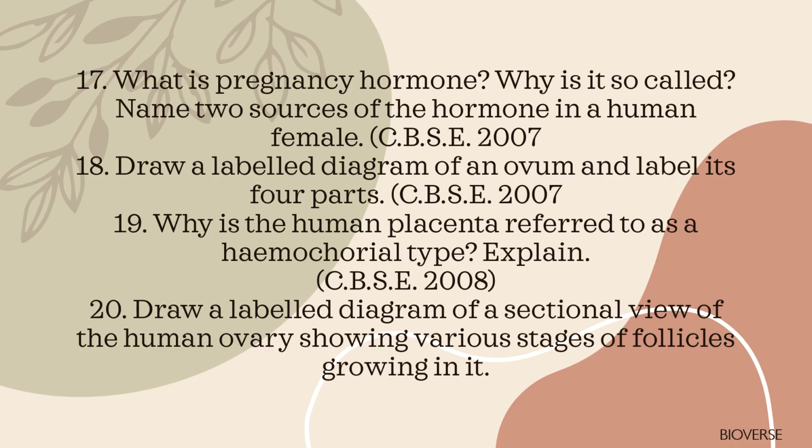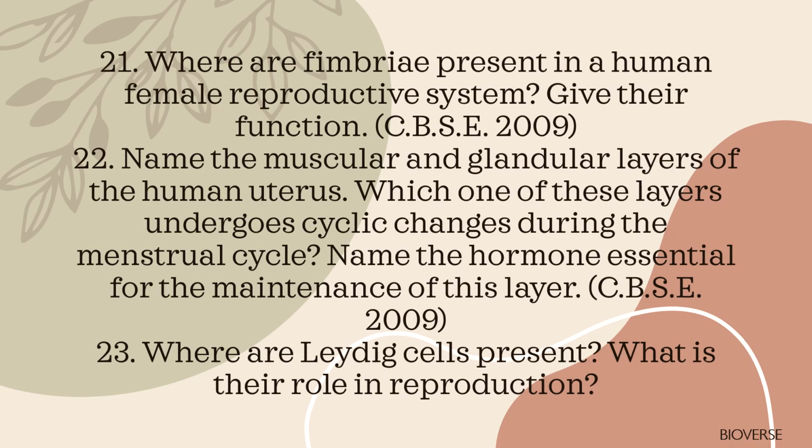Question 20. Draw a labeled diagram of a sectional view of the human ovary showing various stages of follicles growing in it. Question 21. Where are fimbriae present in the human female reproductive system? Give their function. Fimbriae are present at the infundibulum end of the fallopian tube, close to the ovary. Their function is to collect the ovum released from the ovary and guide it into the fallopian tube.